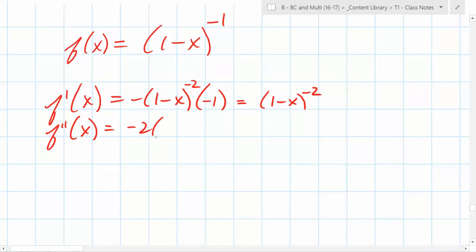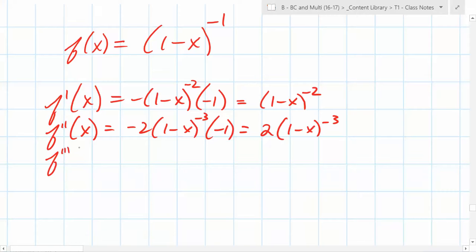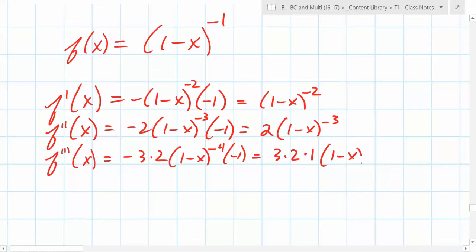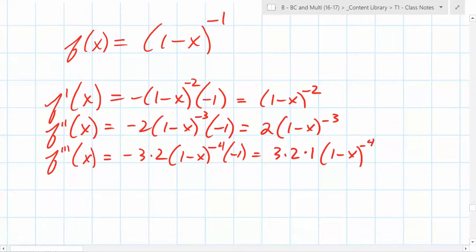2, 1 minus x to the negative 3 times negative 1, which is what? 2, 1 minus x to the negative 3. Do you agree with that? Yeah. So what's f triple prime going to be? Negative 3 times 2 times 1 minus x to the negative 4 times negative 1. But what do you end up with? 3 times 2 times, I'll put the 1 in there to be emphatic about it, to the negative 4. Do you agree with this?